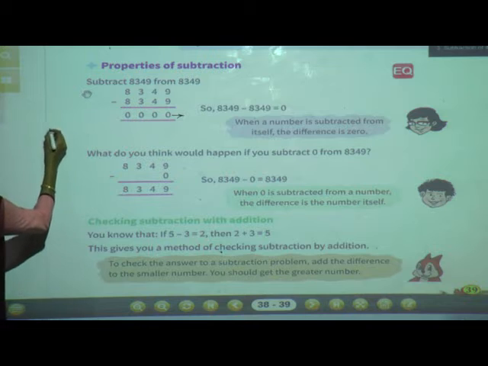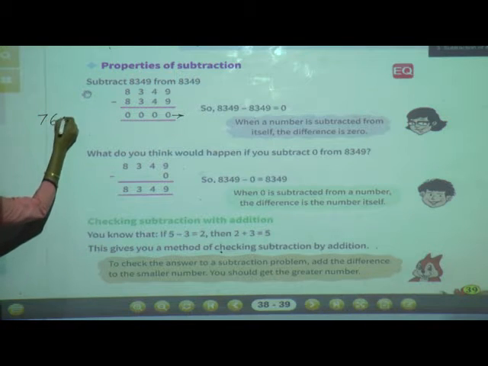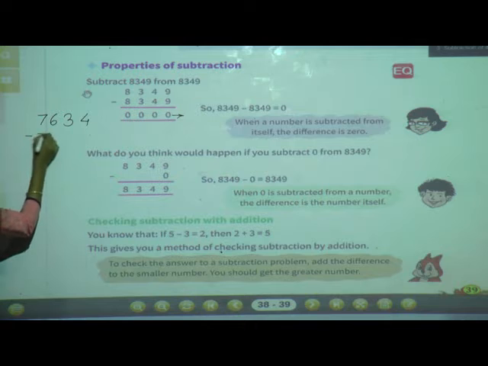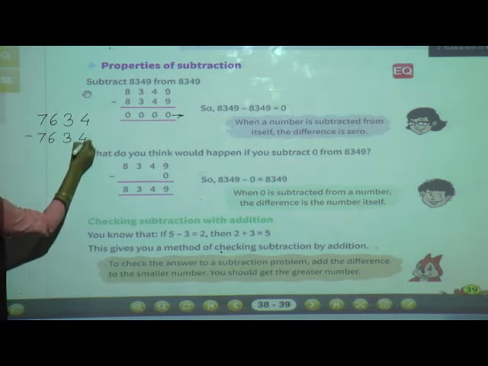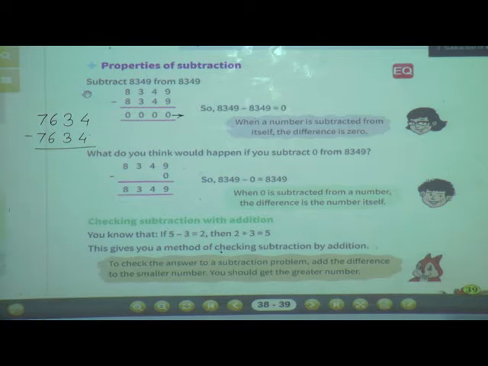One more example I will give here. 7634 minus 7634. Now we will do the subtraction. See, both the numbers are same. The first number is 7634 and the other number is also the same number. If we subtract that number from itself, then we will get 0. 4 minus 4, 0, 3 minus 3, 0, 6 minus 6, 0, 7 minus 7, 0. This is the first property.